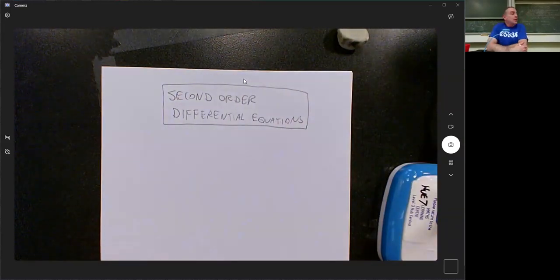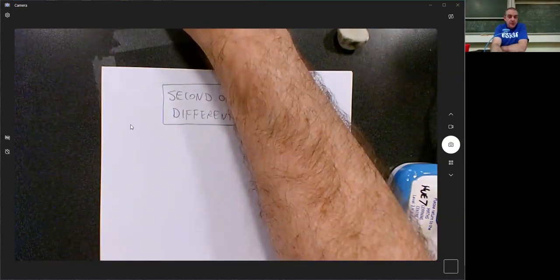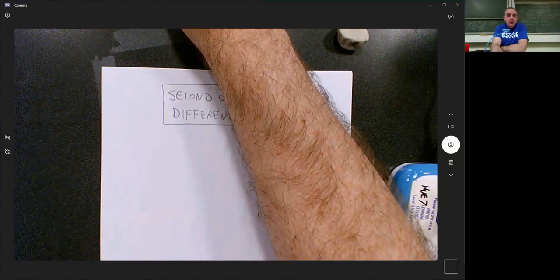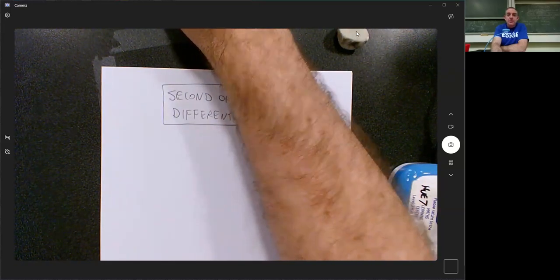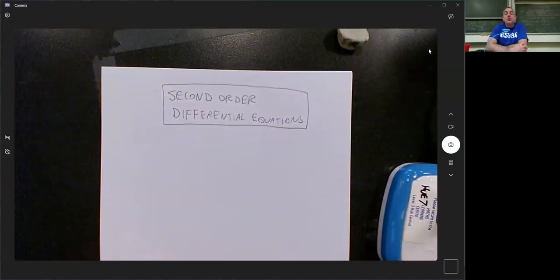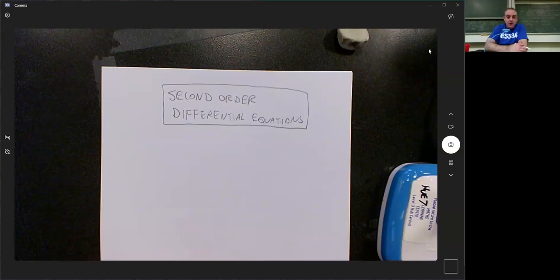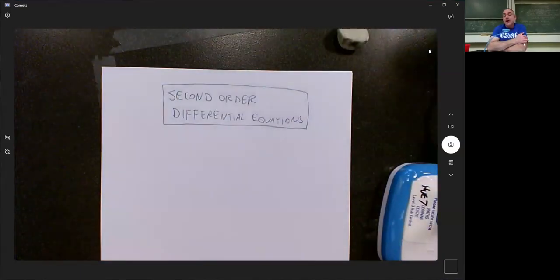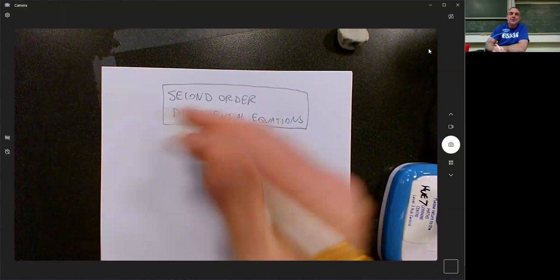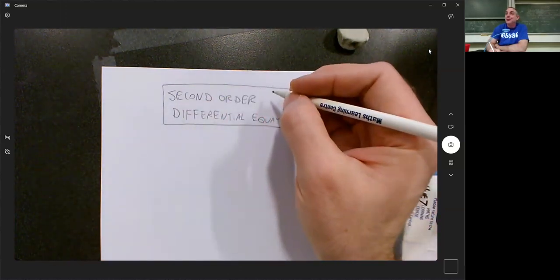Okay, so in Maths 1B we talk about second order differential equations, and if you do a future differential equations course, you will do even more different kinds of second order differential equations. But in first year you only look at second order linear differential equations with constant coefficients.